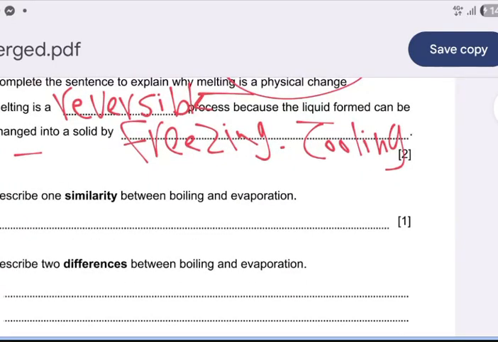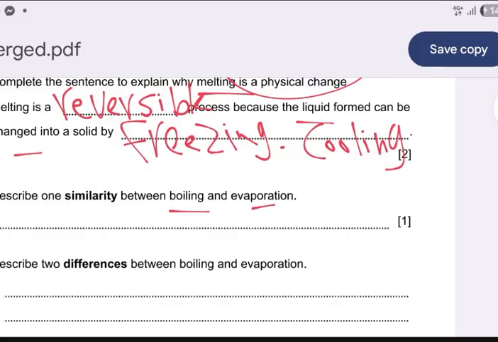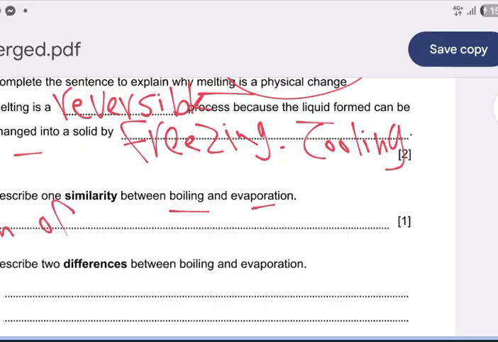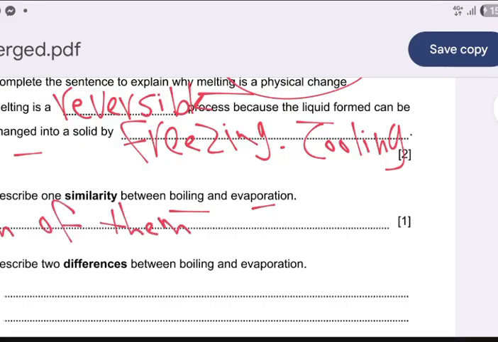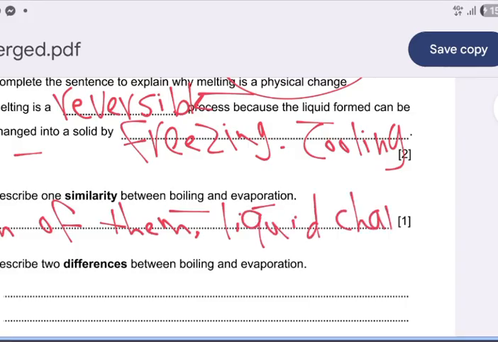And letter B: describe one similarity between boiling and evaporation. So both of them, boiling, liquid to gas; evaporation, liquid to gas. So both of them are about what? Liquid to gas. Both of them, liquid changes to gas.